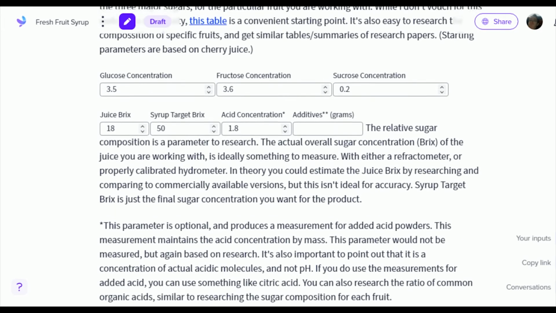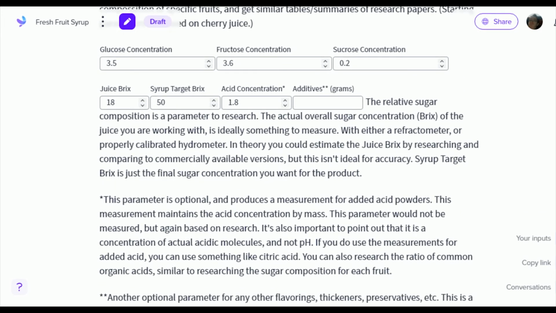And now we are setting this to make a 50% sugar syrup, which is pretty standard. But again, this is very flexible. You could go up quite a bit.